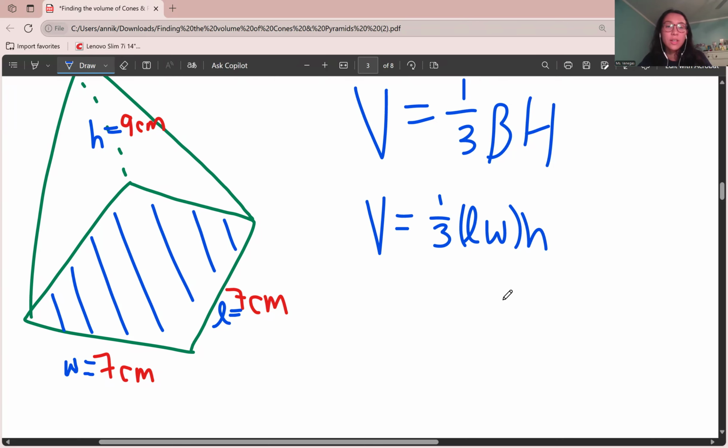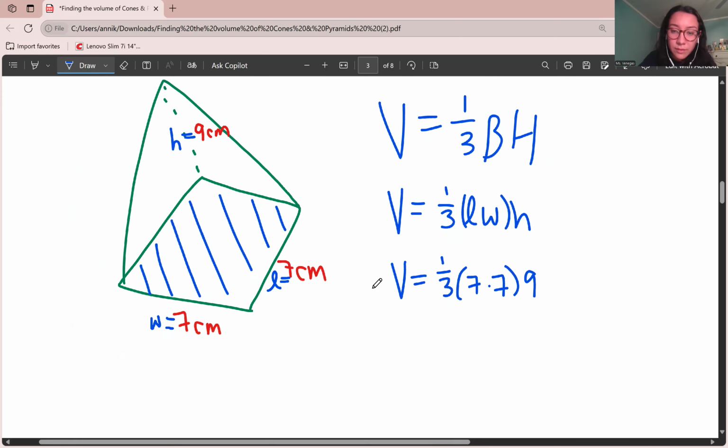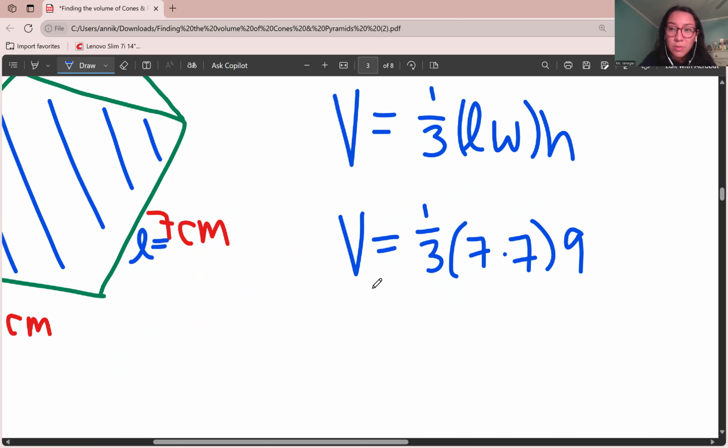Actually, I'm so sorry. The length and the width actually don't matter in this case because they're the same length. Normally, the length refers to the longest dimension and the width refers to the shortest dimension. But here, they're the same length, so it doesn't matter which one we label as which. So let's just plug in the rest. Volume equals 1/3 times length times width, they're both 7, which is really nice, times 9. Now, sorry, I have to keep zooming in and out.